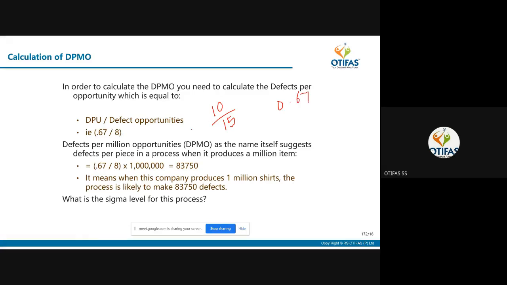And this is DPU. And if you divide it by opportunities, it becomes DPO. And then if you multiply by a million, it becomes DPMO. So with that example, this DPMO is 83,000. Now, what is the sigma level for this process?